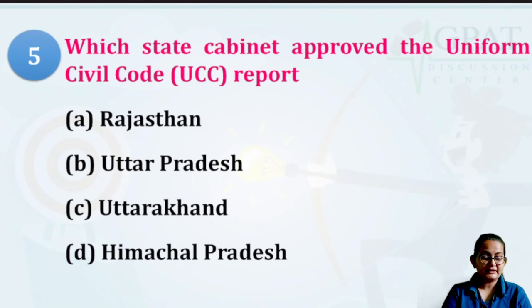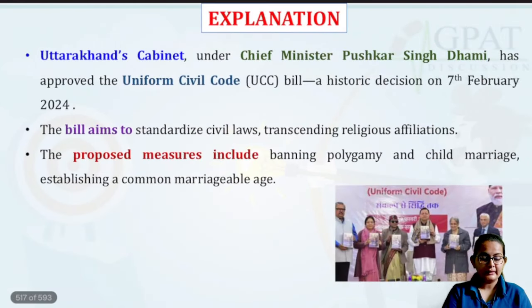Then question number 5: which state cabinet approved the UCC report? UCC is Uniform Civil Code, as per the articles of the constitution. Which state has approved this particular uniform civil code? Rajasthan, Uttar Pradesh, Uttarakhand and Himachal Pradesh. There is only one state, that is Uttarakhand, which has approved the UCC, the uniform civil code.